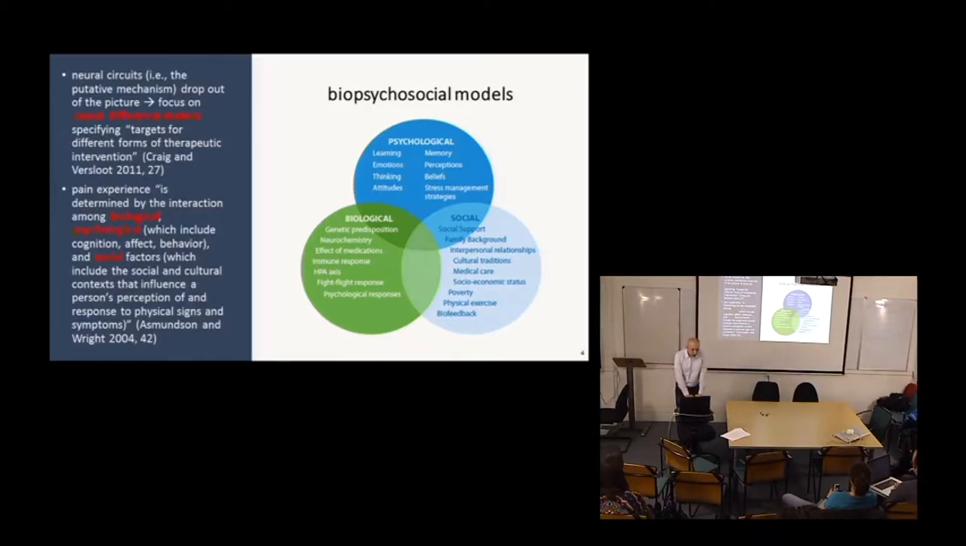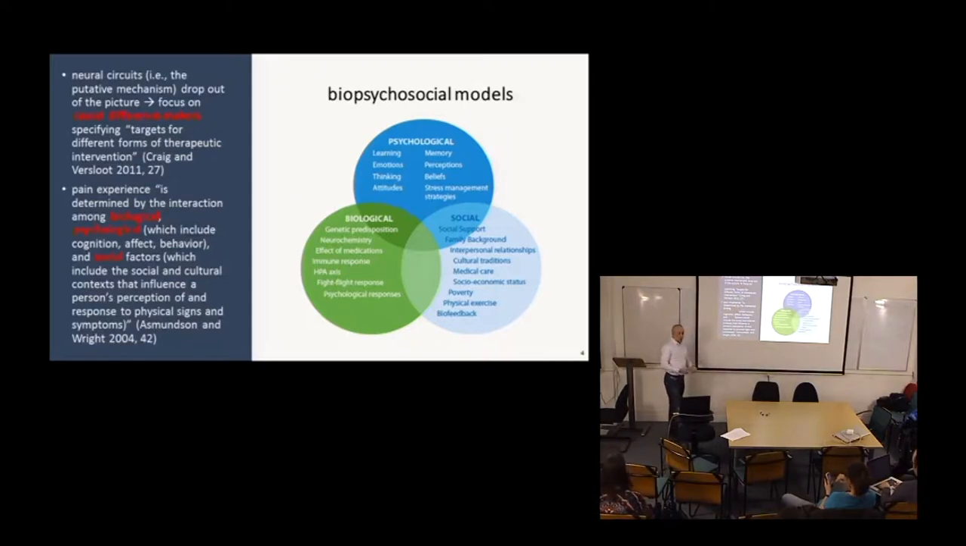So as I said, this means that the neural circuit, the reputed mechanism, is dropped out of the picture, and there is a focus on causal difference makers. Why is the focus on causal difference makers? Well, because they specify targets for different forms of therapeutic intervention. So this goes hand in hand with the crisis and the overprescription of opioids. The standard treatment for acute pain is something like anti-inflammatory drugs, ibuprofen and aspirin, which work quite well to calm down acute pain. However, if pain degenerates into a chronic condition, then the only treatment is basically opioid treatment, things like morphine.